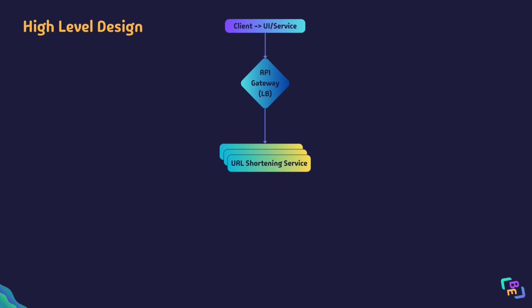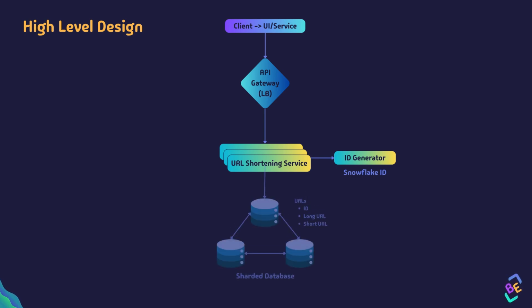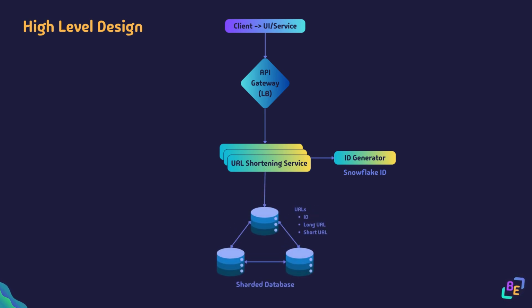Next, we will build an ID generator. This can be a separate service by itself, but we will build it within our business layer of the URL shortening service. The generated ID will be used as the primary key of our database. To store the long URL to short URL mapping, we will use a relational database. To scale our database, we will shard it by the global ID generated in the previous step.